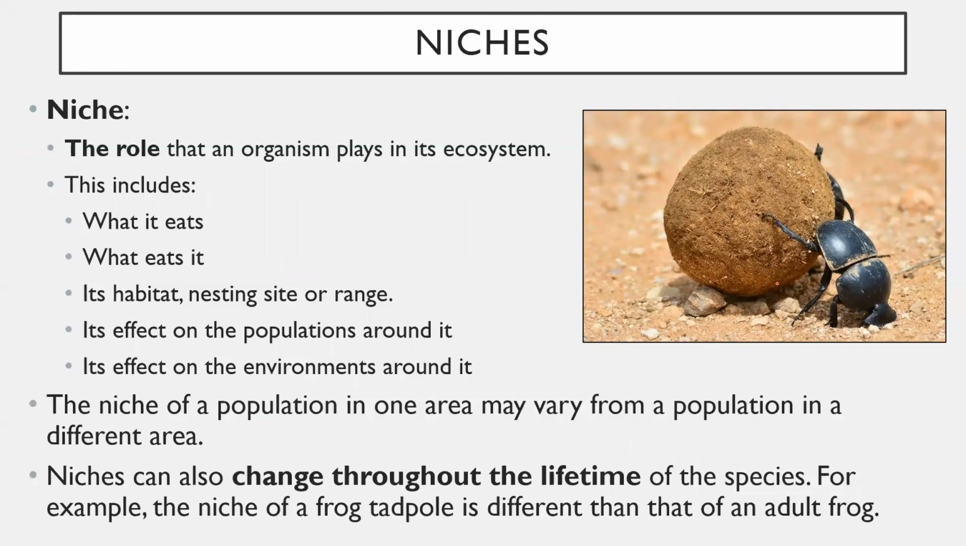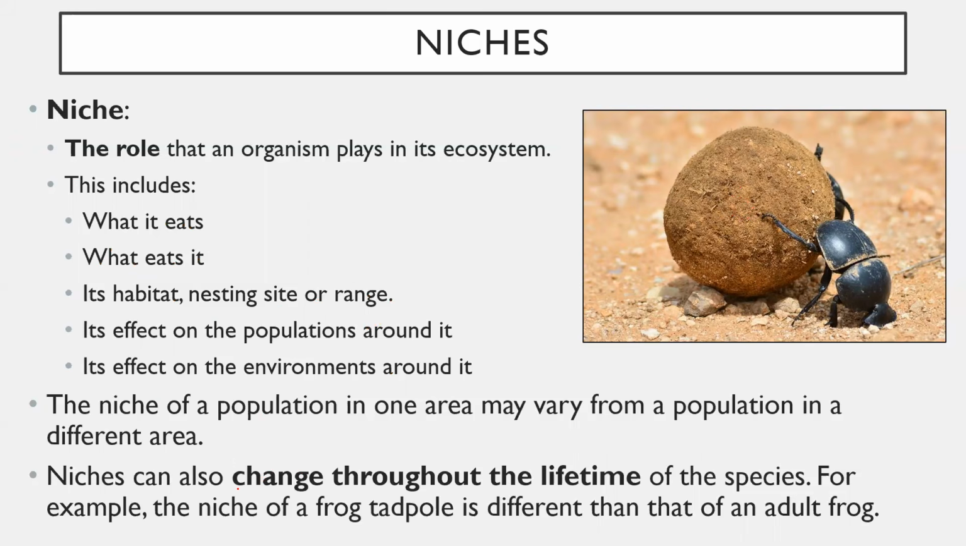Dung beetles actually roll the feces of other animals around in balls, which is pretty gross, but that's its one job and nothing else does that in its ecosystem. So it has that niche. Niches can include what it eats, what eats it, its habitat, nesting site, or range, its effect on populations around it, or its effect on the environments around it, right?